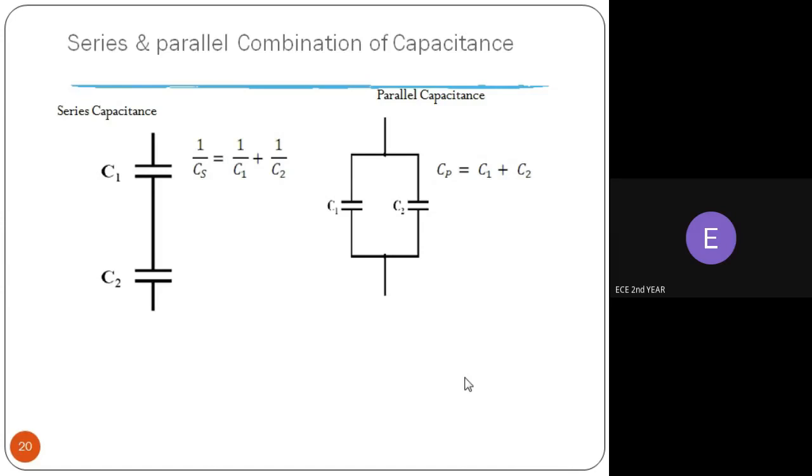So here the total resultant capacitance value is less than the individual capacitance. In a parallel combination, the total resultant capacitance is greater than the individual capacitance. So these are the combinations of series and parallel for resistance, inductance, and capacitance elements.